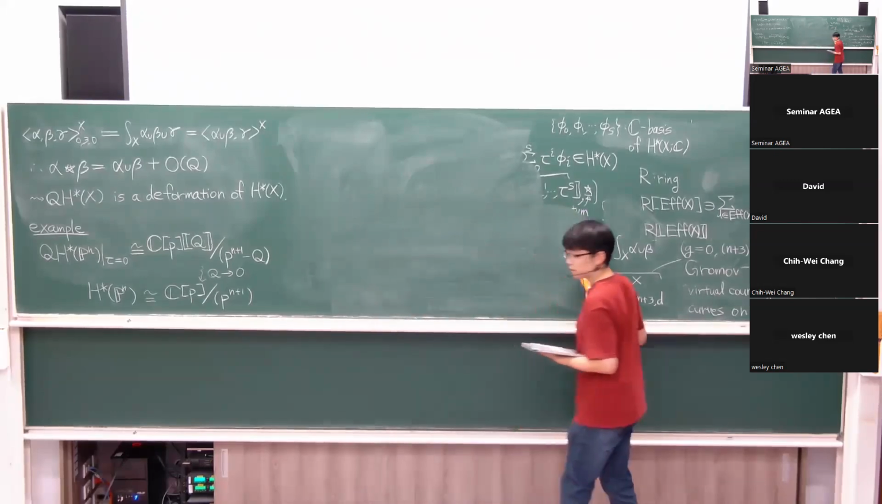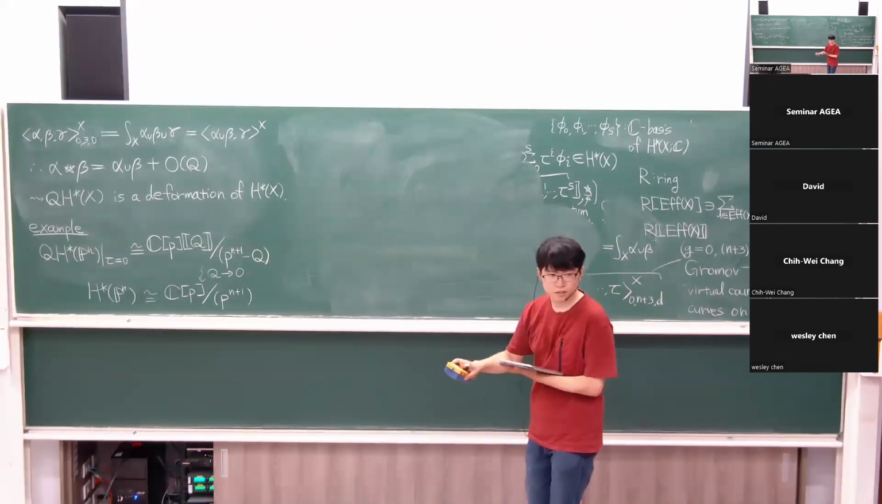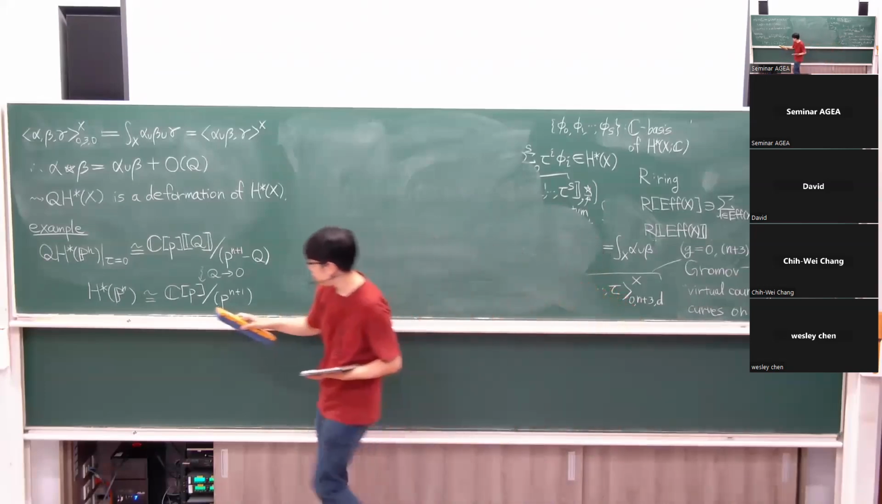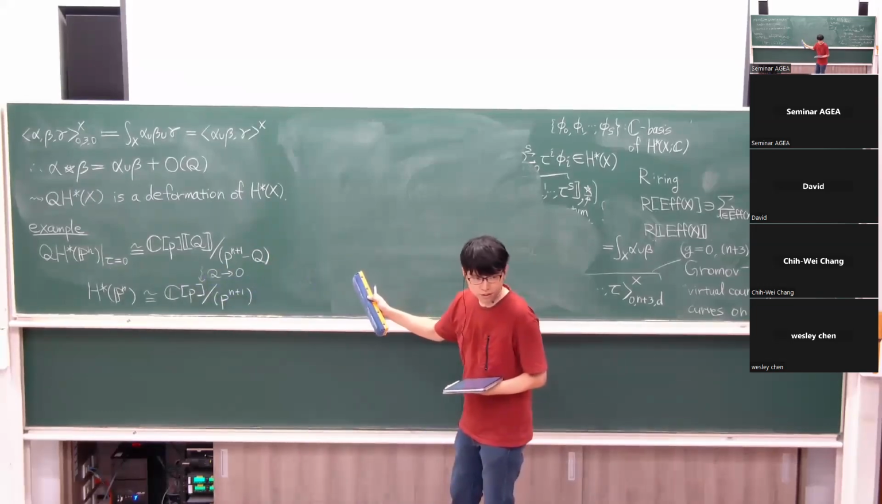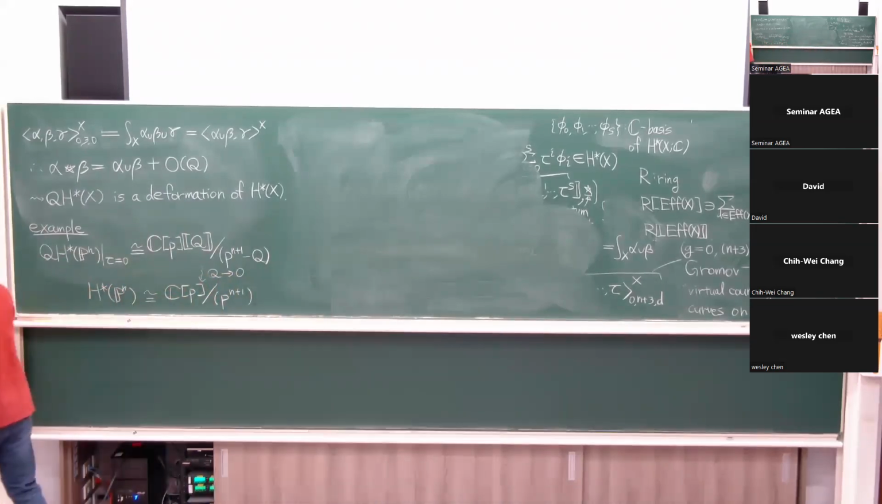So if we only want to consider some deformation of the cohomology ring, can we simply set, as you do here, tau to be 0? So is it something interesting? For arbitrary x, if we consider just QH of x with tau equals 0, is this ring also a famous object? Yes, this is actually called small quantum cohomology.